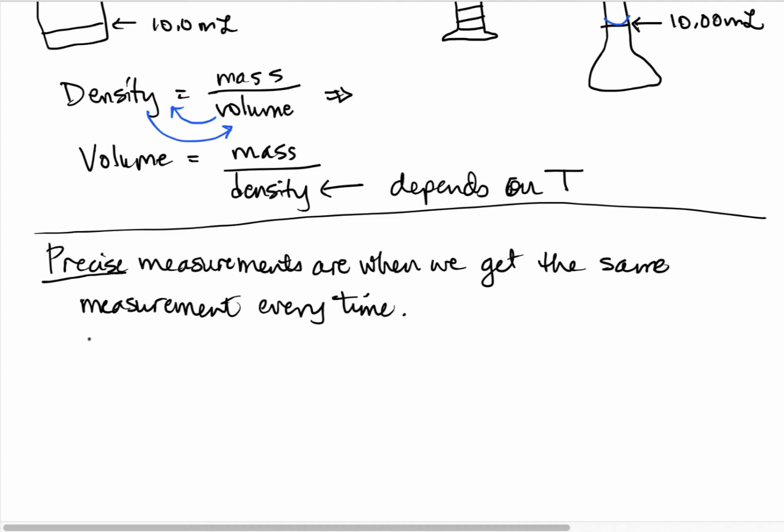The other thing that we get when we think about precision is how many significant digits we can keep. So this informs us how many significant digits we can reasonably keep.